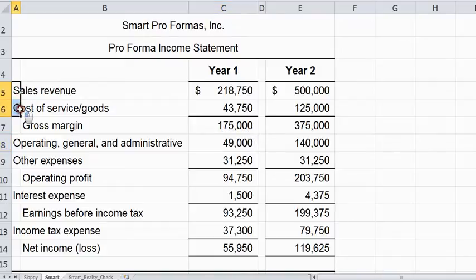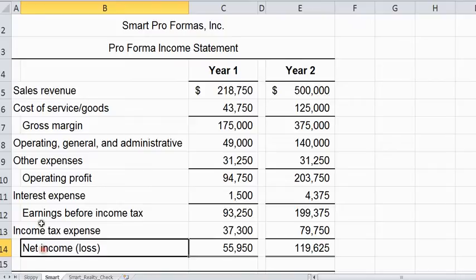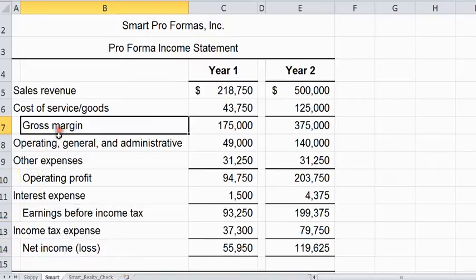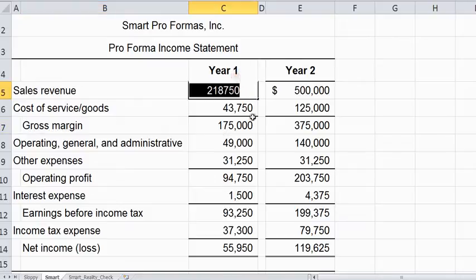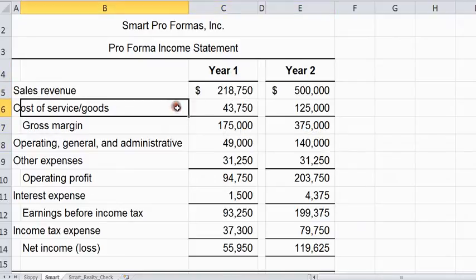Also, you'll notice that these are all left justified with a little indentation for these totals. Not necessary, but sometimes it helps a little bit in readability. And it's more typical.